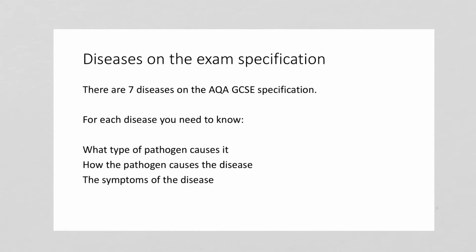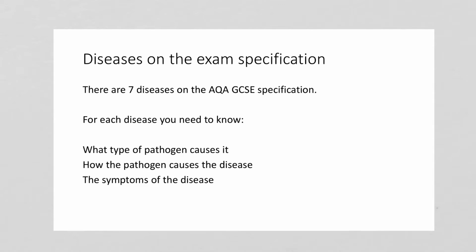So again, there are 7 diseases on the AQA GCSE specification. For each disease, you don't need to know a lot of detail, but you need to know what type of pathogen causes the disease, how it causes the disease. You can look back at lesson 1 for more information about that, and then some of the symptoms of the disease.